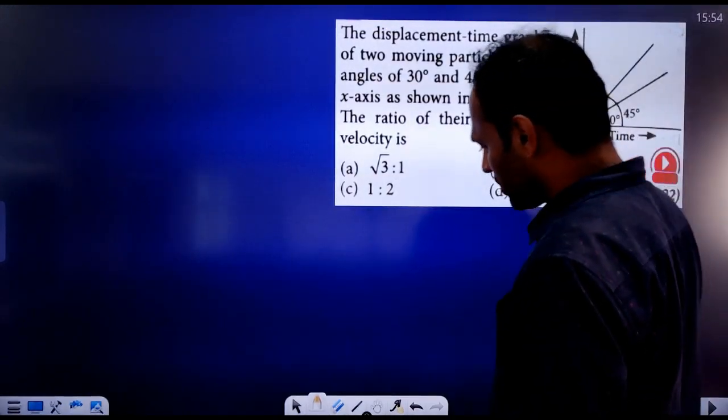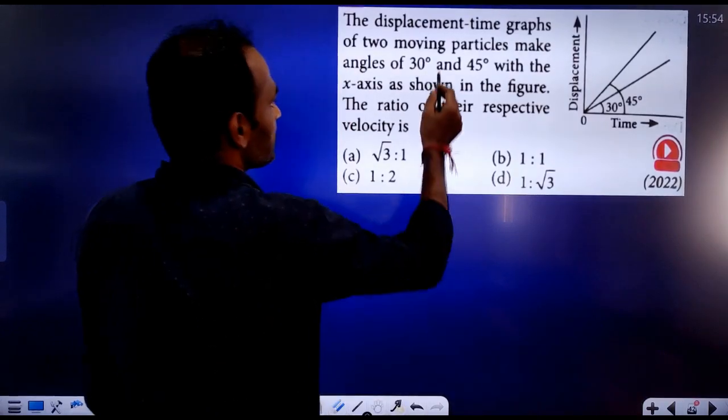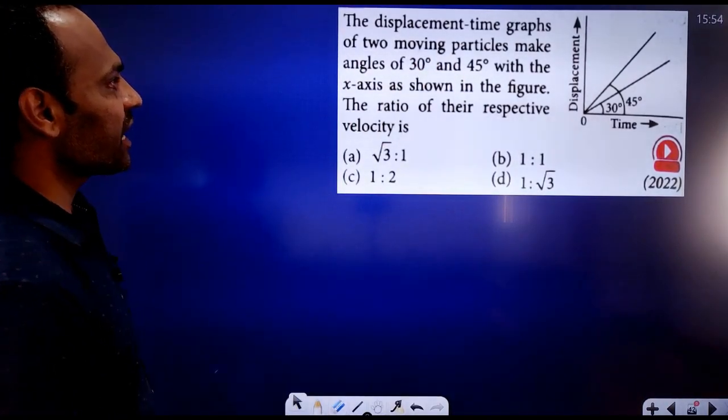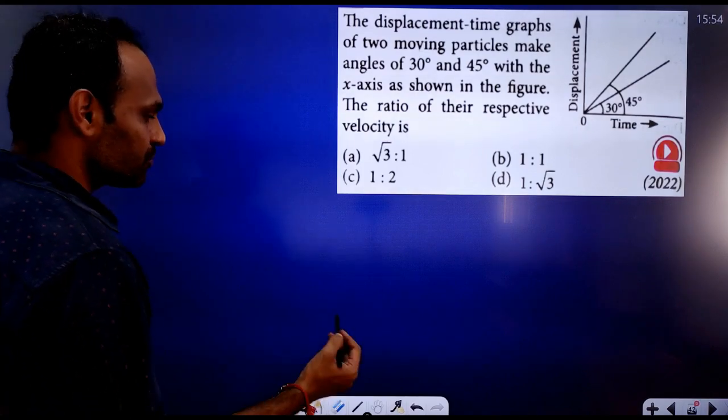Okay, now let us see some objectives on this. See, first, the displacement time graphs for two moving particles make angle 30 degree and 45 degree with x-axis as shown in the figure. The ratio of their respective velocities.